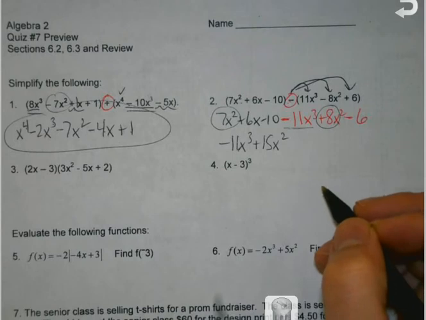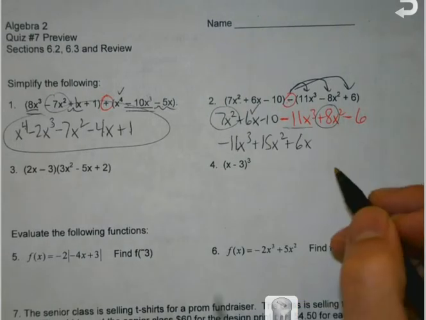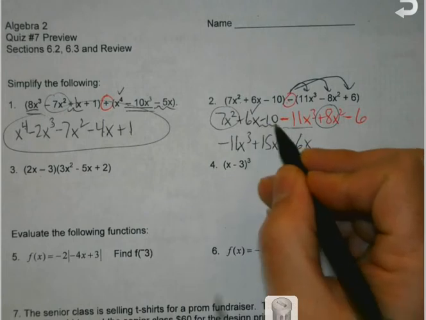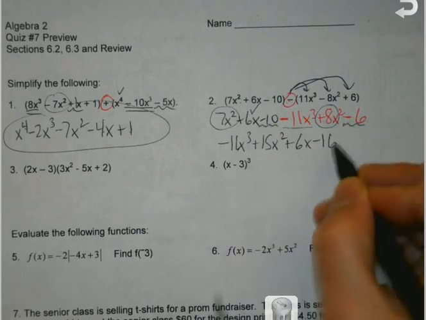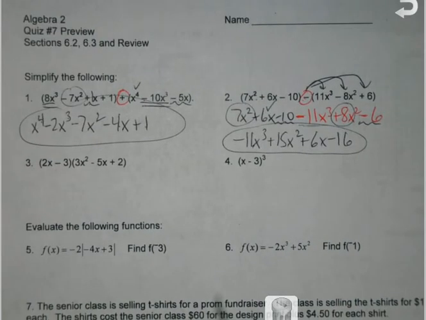Again, all adding and subtracting. Plus 6x, because that's my only x term. And negative 10 minus 6 is negative 16. Okay, so for adding and subtracting, again, just combining like terms, possibly distributing a negative.